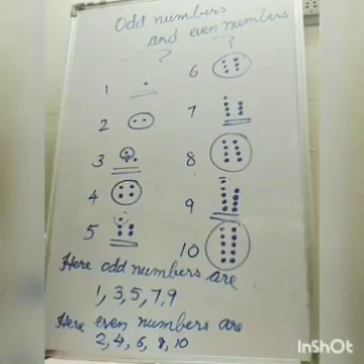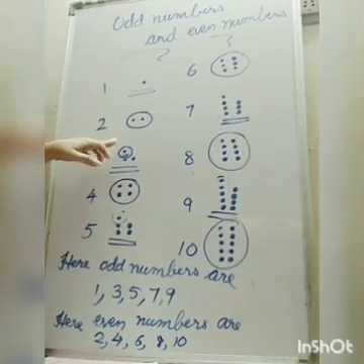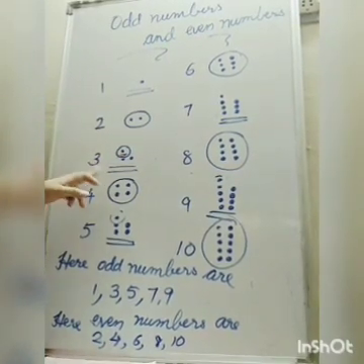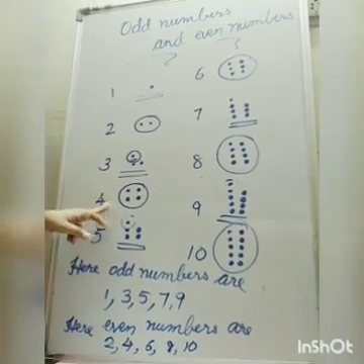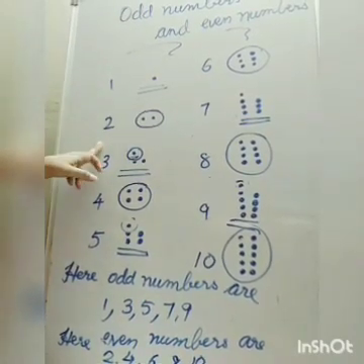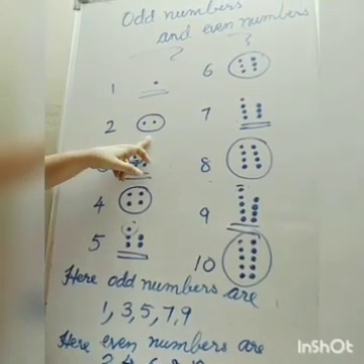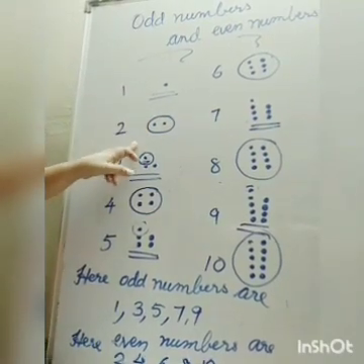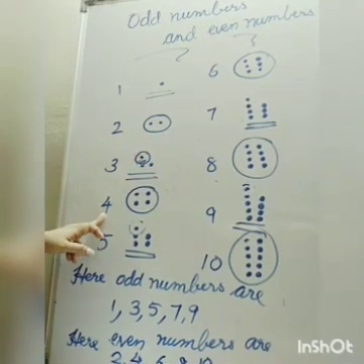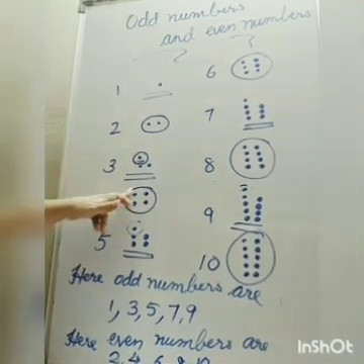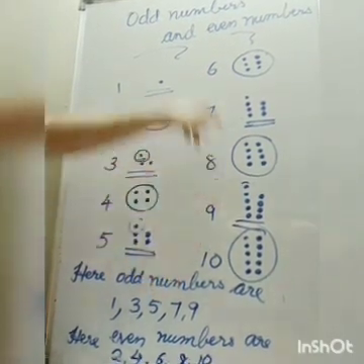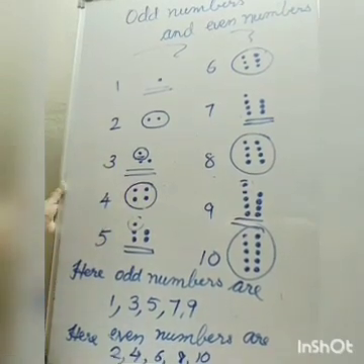And next, now even numbers. What is an even number? Dots which represent a number and remain in pairs are called even numbers. Now look here. For 2, how many dots are here? 2 dots. 2 dots stand in pair. That is why 2 is called an even number. Now check 4. 4 also stands in pair. Here 6, 8 and 10. These numbers are called even numbers.